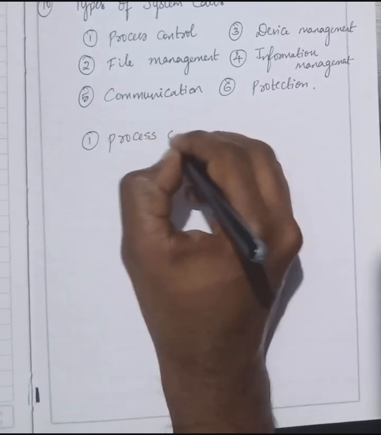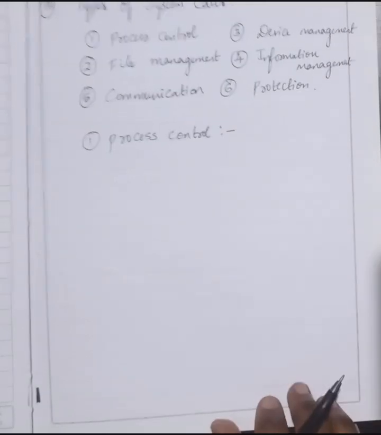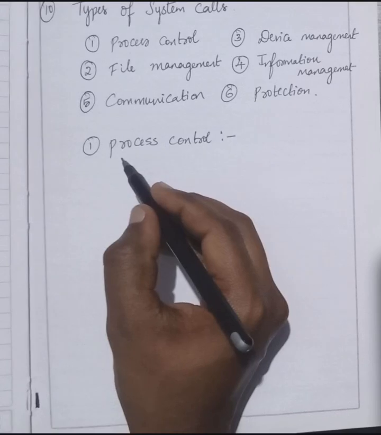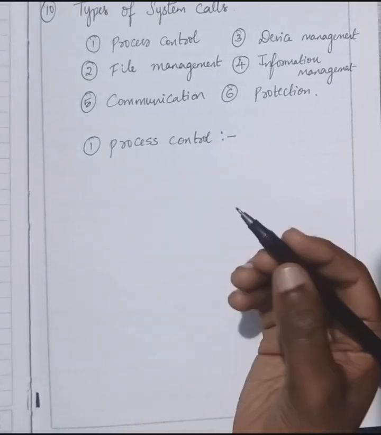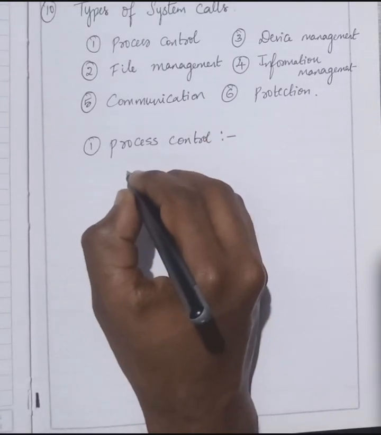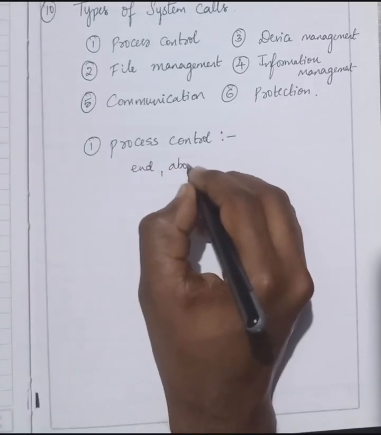So already we know what a process is. The program under execution is called a process, whenever a program is running or under execution. All the control is done by our system calls. There are different types of system calls, and we'll see some of them. Whenever we want to stop or abort the process, we call end or abort.